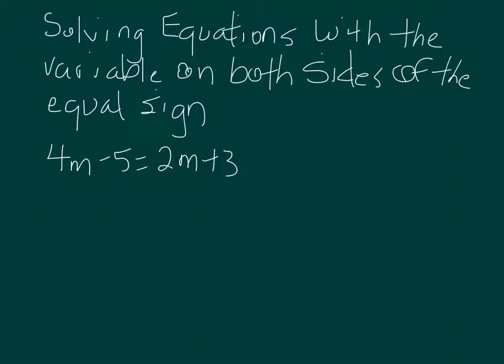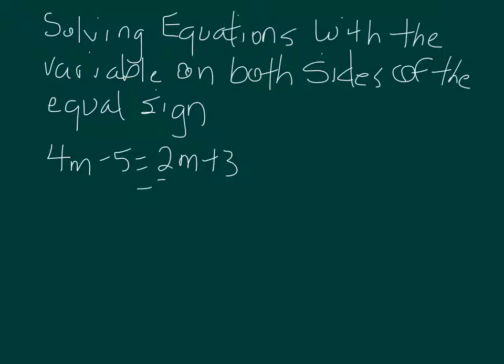Well, in order to combine like terms, we have to move the 2m from the right-hand side to the left-hand side. And the same, we have to move the negative 5 to the right-hand side. How do we move a term? We perform the opposite operation. 2m on the right side is positive.